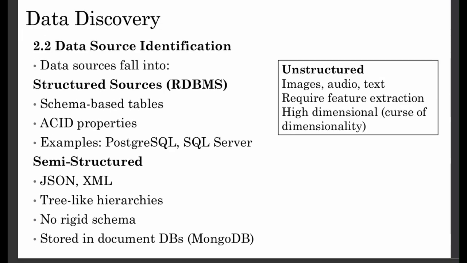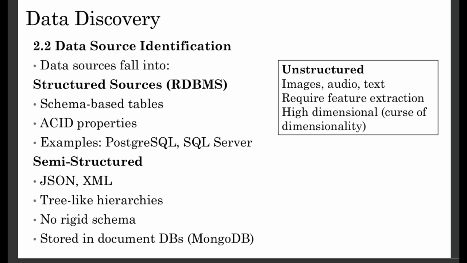Now it comes to semi-structured data. This includes JSON and XML formats. These have tree-like hierarchies but no rigid schema. They are stored in document databases like MongoDB. You will encounter this frequently when working with APIs.